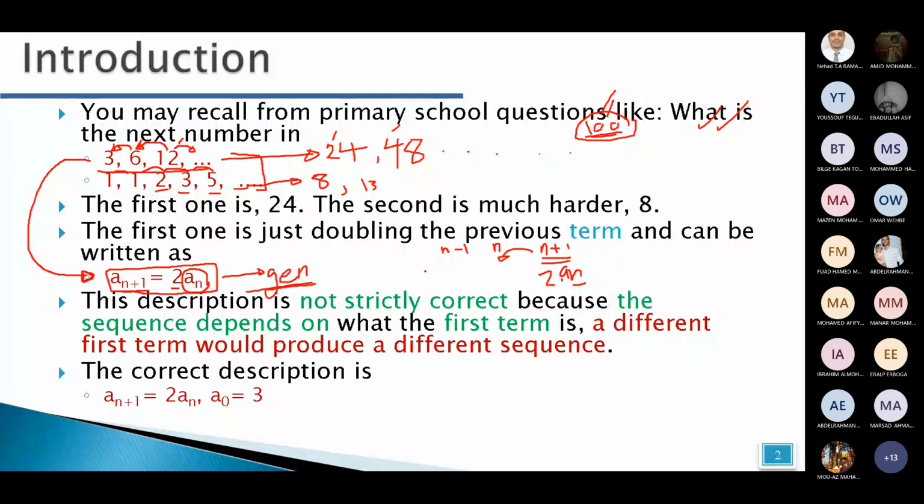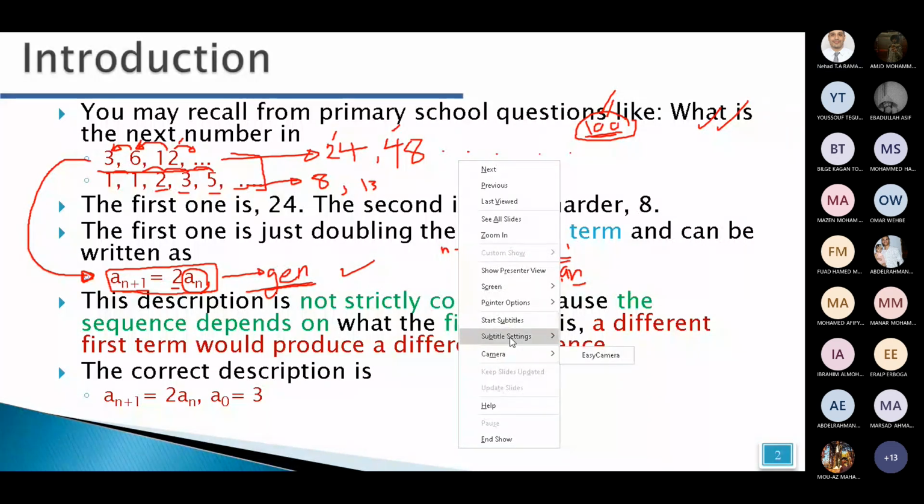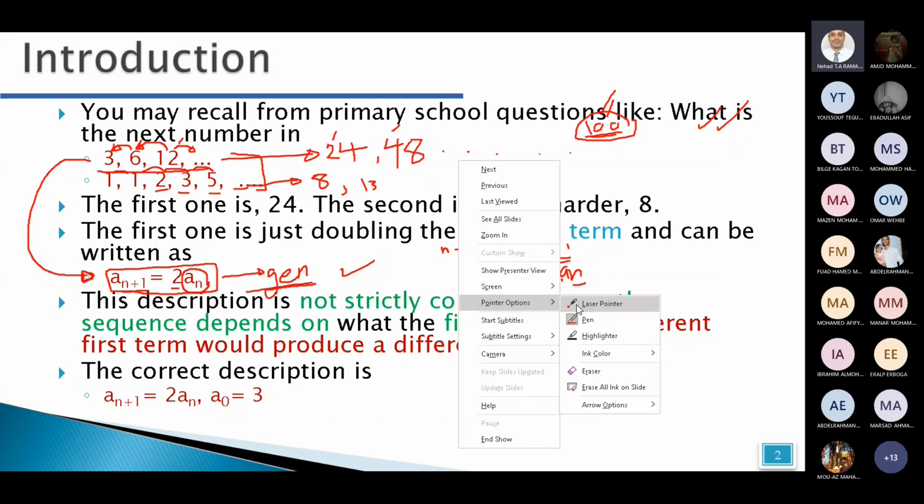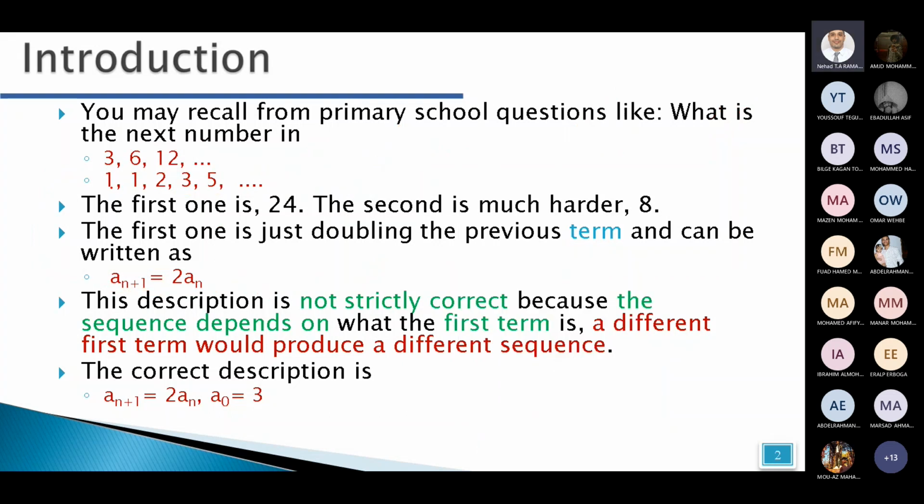So this one is the recurrence relation for the first one. What's the recurrence relation for the second one, for this one?